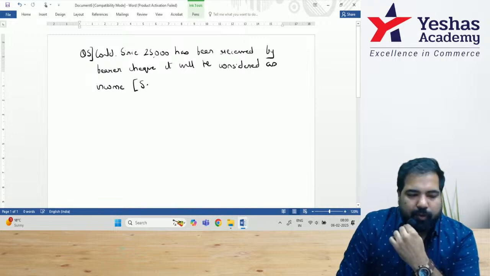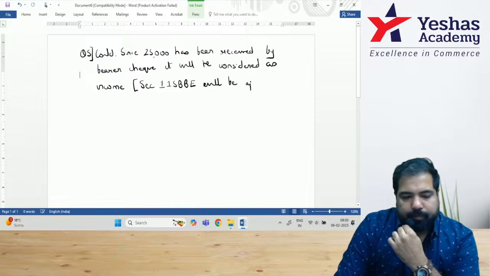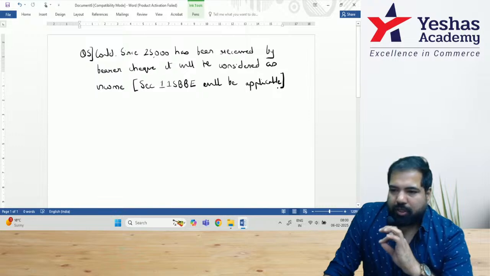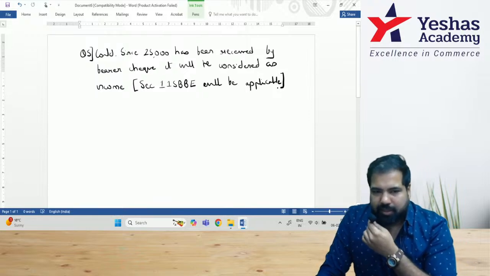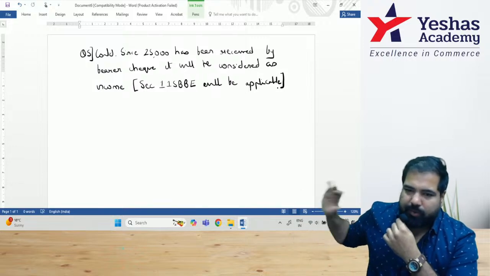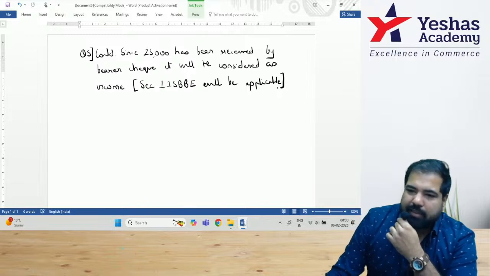We have not asked, but we'll write section 115BBE. In reality, guys, you have to save your clients from 115BBE. As a CA, your job is to save your clients, to give a good explanation so that they are not subject to 115BBE. It's a very high tax rate. What is the ultimate tax rate there? 78, guys.